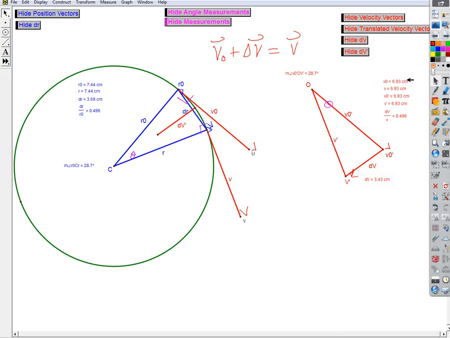Right, so we can see that the lengths of those vectors are both 6.93, and the ratio of change in velocity to velocity is also 0.496, right? So they are similar triangles.